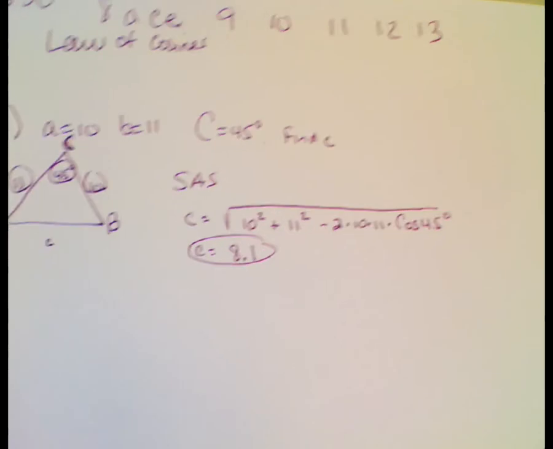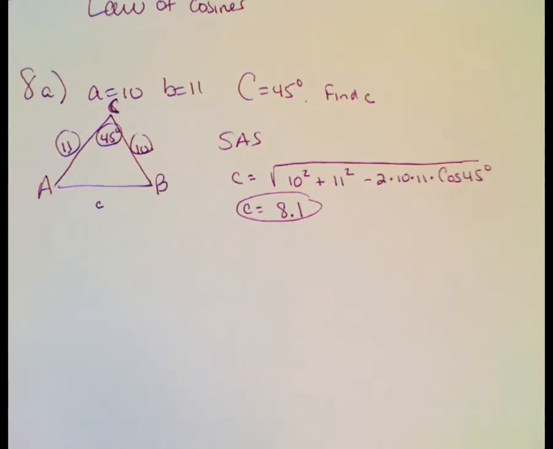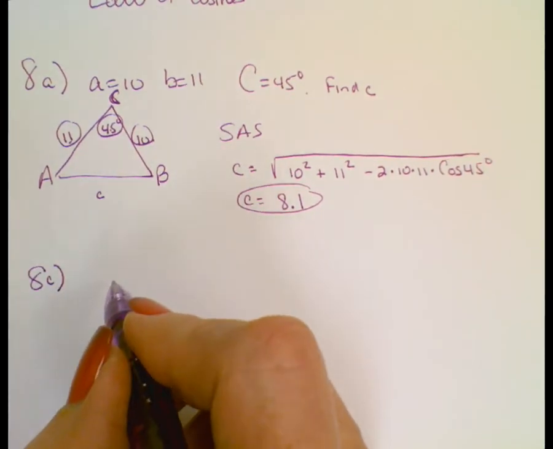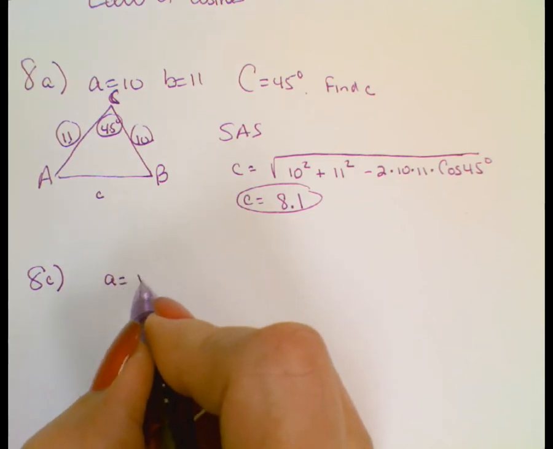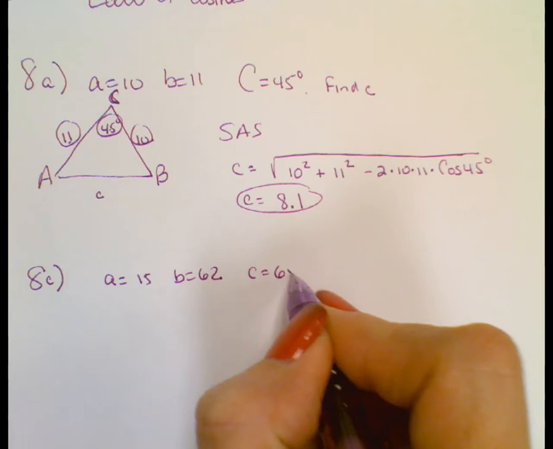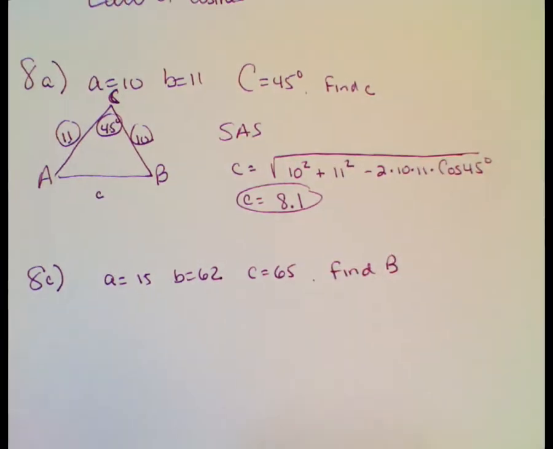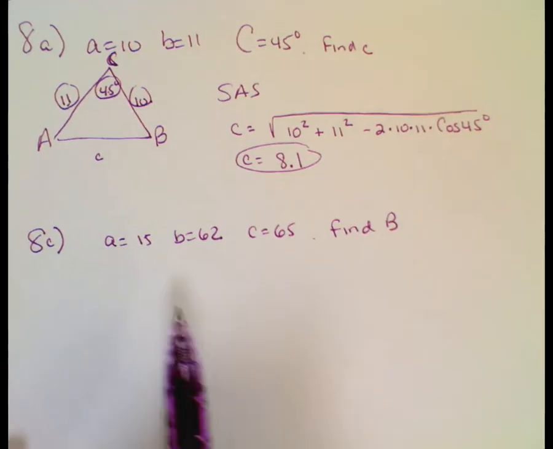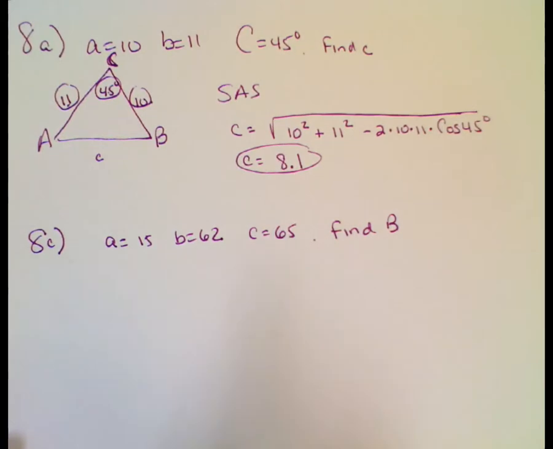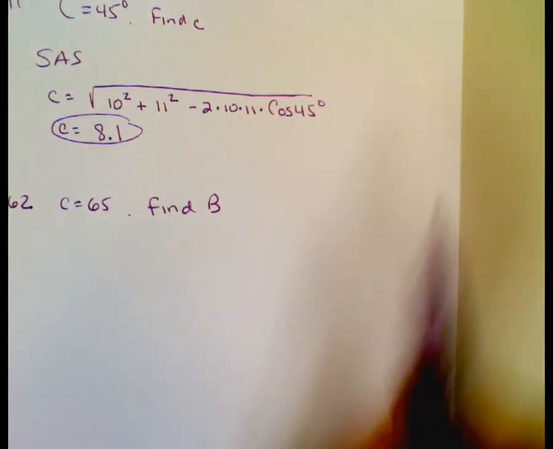Any questions? If you do, I'm not here to answer them, but hopefully you understood that. All right, number 8, C. So this time they're going to say that a is 15, b is 62, and c is 65, and find angle B. Now, first of all, you guys can punch these numbers right into one of these formulas right here, but I gave you a derived formula. So let me just go over those in case you ran out and didn't get them.